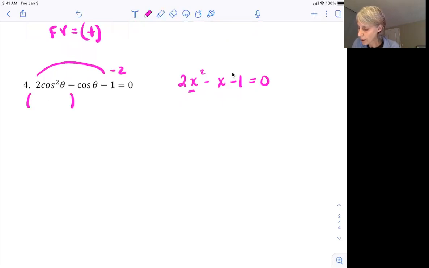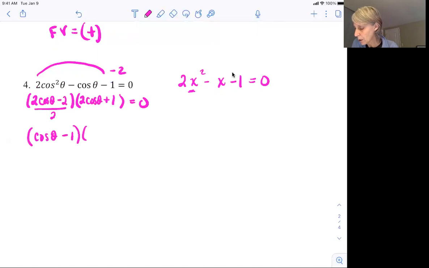So moving on with our factoring, tricky trinomial. So I have two numbers that multiply to -2 and combine to give me -1. So I have -2 and +1. Put in a factor of 2, dividing out. Cosine theta -1, 2 cosine theta +1.